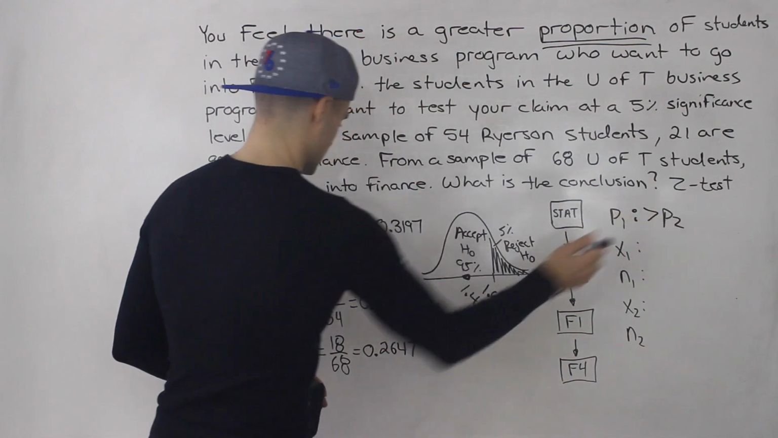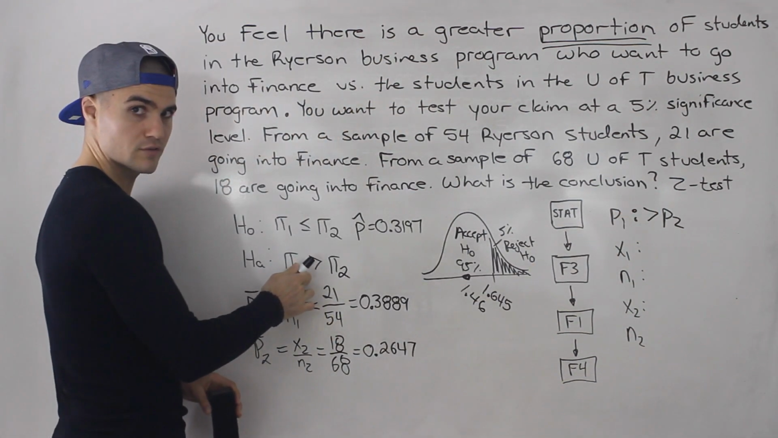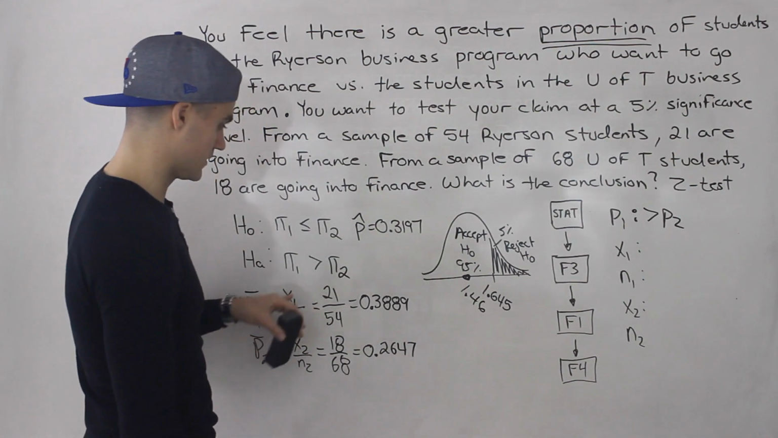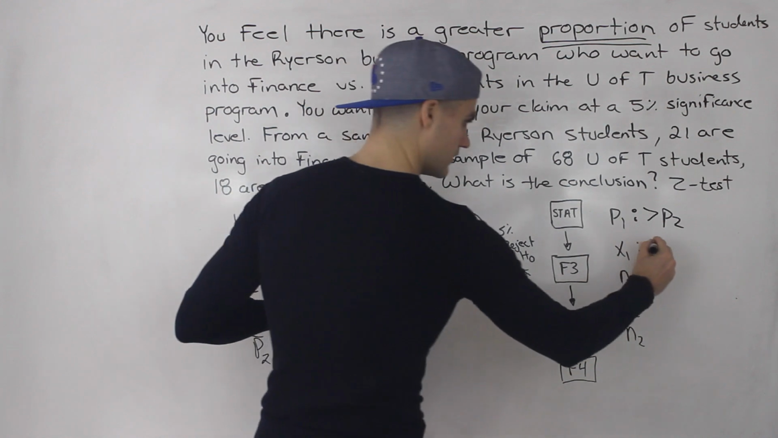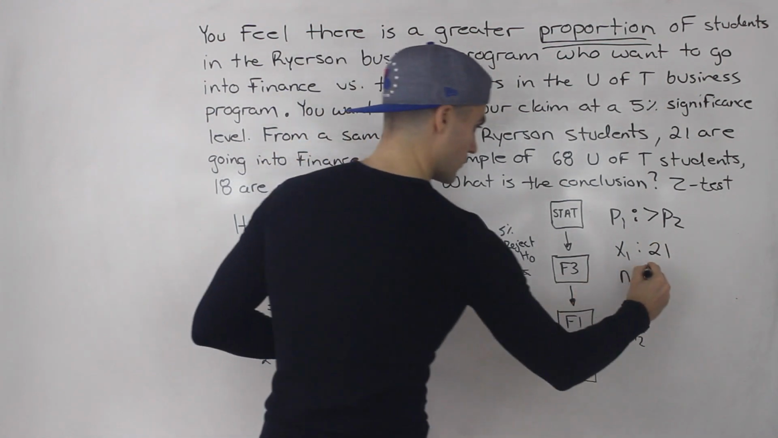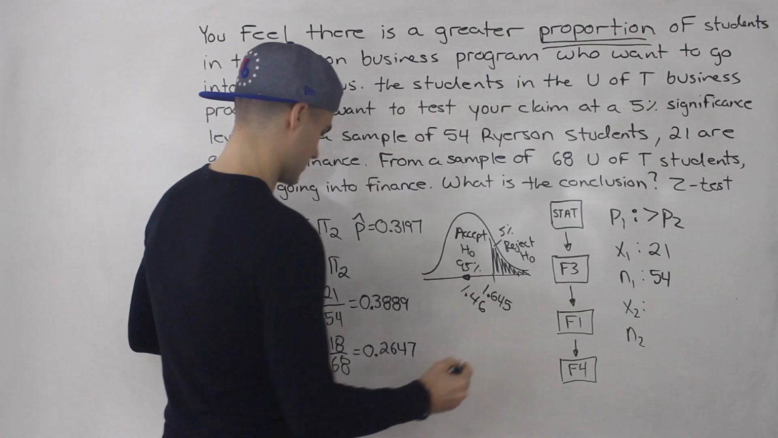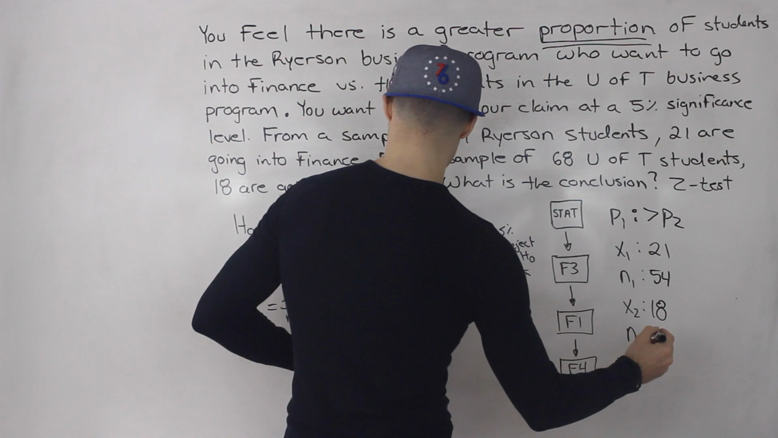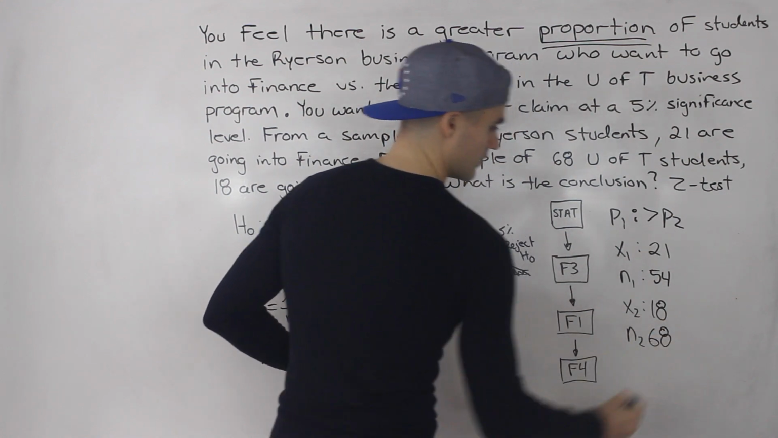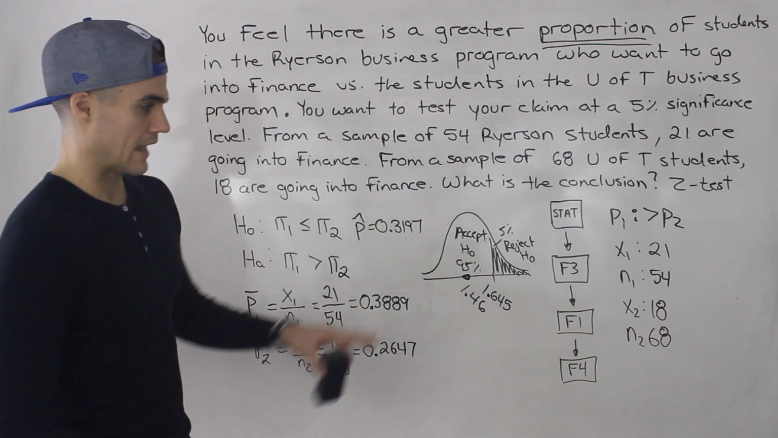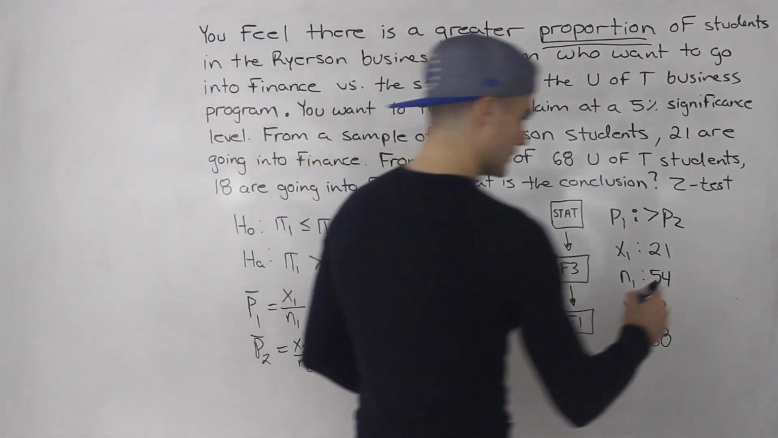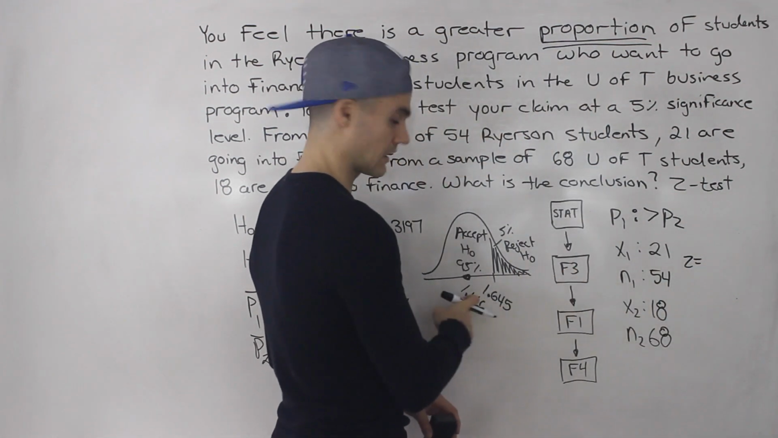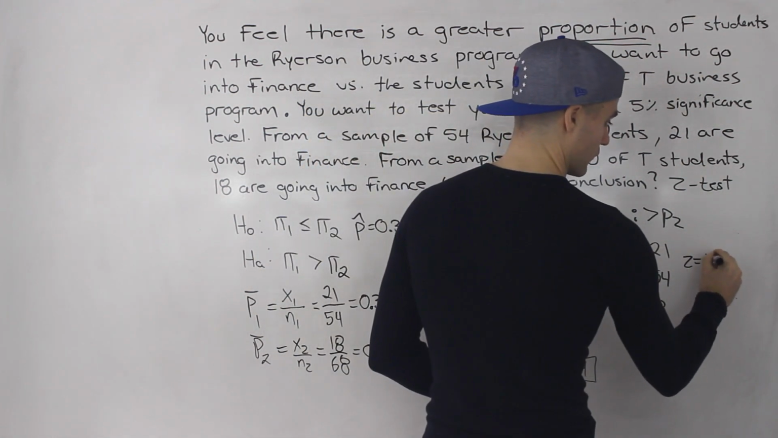All you have to know for this is basically what sign is here in the alternative hypothesis. If it's a greater than sign, you put in a greater than sign there. Now, X1, 21, N1, 54, X2 is 18, and then N2 is 68. And then when you execute that, you would end up getting a z-score, or a z-test statistic of 1.46, what we got before.